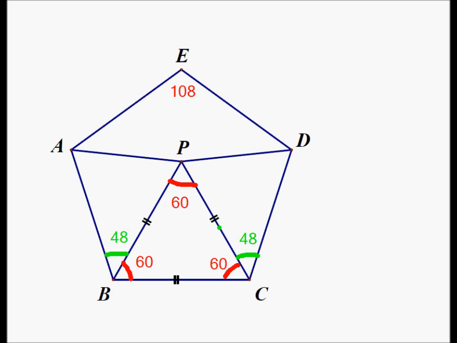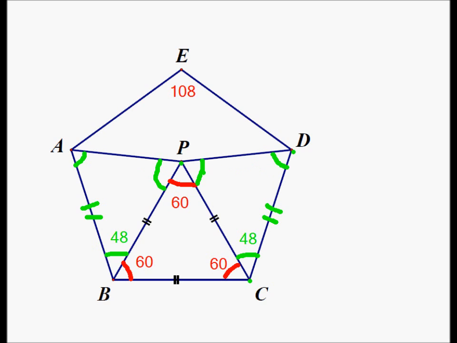Now, here is something you really want to understand. PC is the same as BC because BPC is an equilateral triangle, and since ABCDE is a regular pentagon, BC has to equal DC as well. So PC and DC are congruent. Arguing exactly the same way, BP and AB are congruent. So triangle PDC is isosceles, and these 2 angles must equal each other. Triangle APB is isosceles, and these 2 angles must equal each other as well.